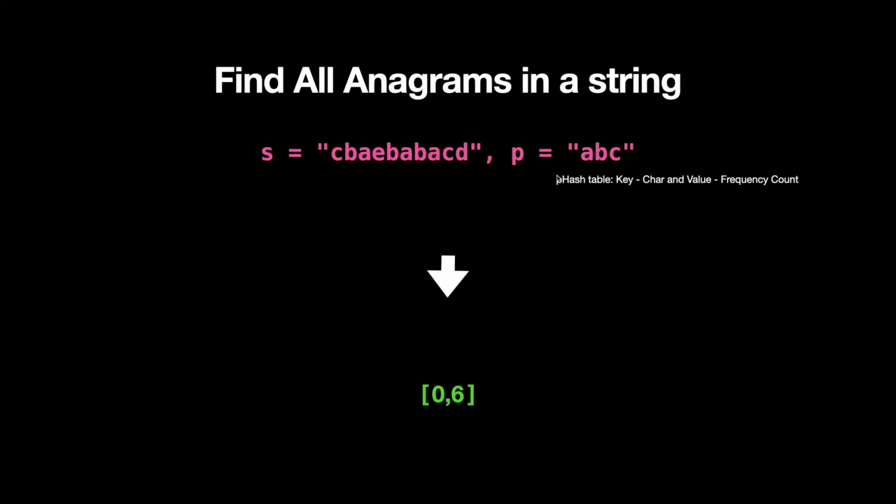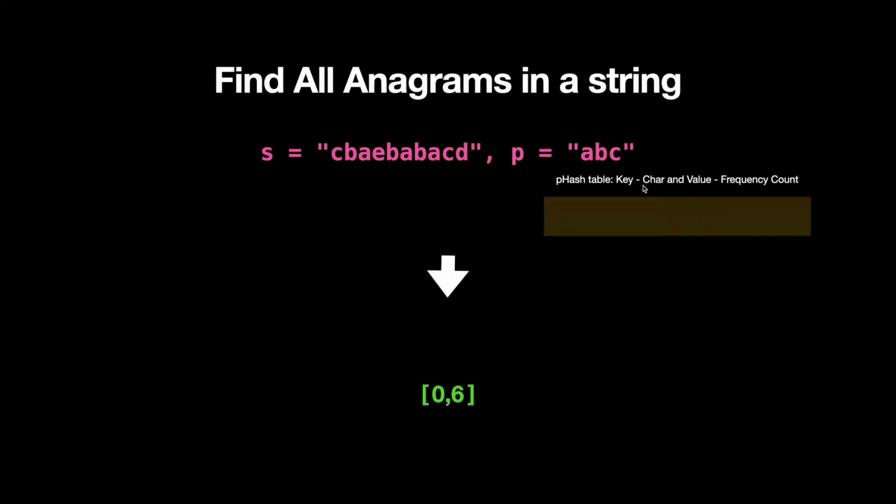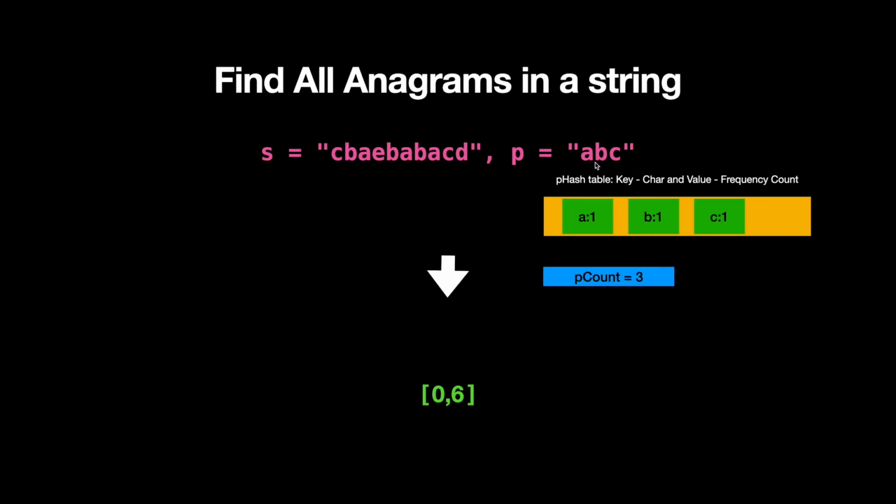The first hash table would be the P hash table, which will have all these characters and their frequency counts. So B has a frequency count of 1, C has a frequency count of 1, and A has a frequency count of 1, right? So we'll have a hash table with key-value pairs. The key would be the character and the value will be the frequency count. And then we'll keep a P count with the count of elements in our P variable, right? We'll consider this P count as our window size.